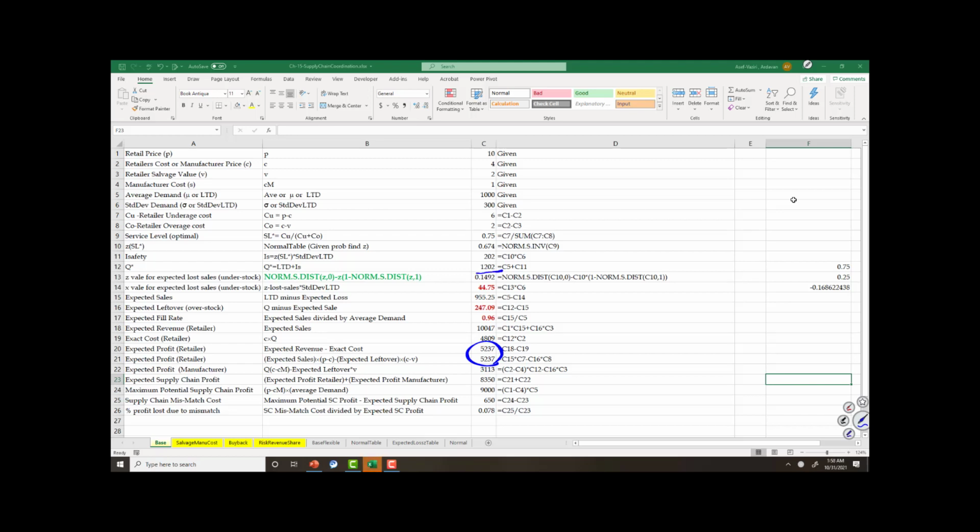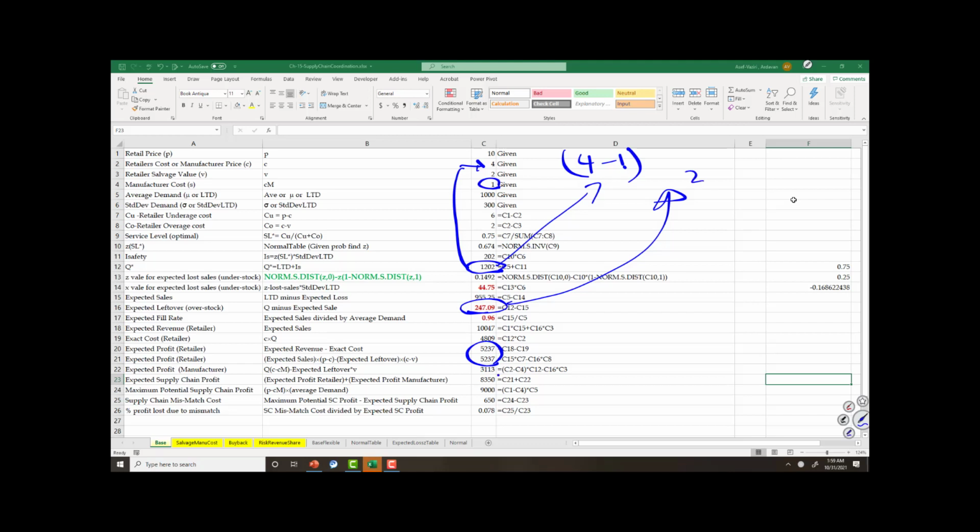The manufacturer has sold this many units, and for each one has got this much money, while his cost was this much. So it is 4 minus 1, the profit for each unit of product, multiplied by what the manufacturer or the supplier has sold to the retailer. But there is one other part. Whatever is left was returned back to the manufacturer or supplier at the salvage value of $2.